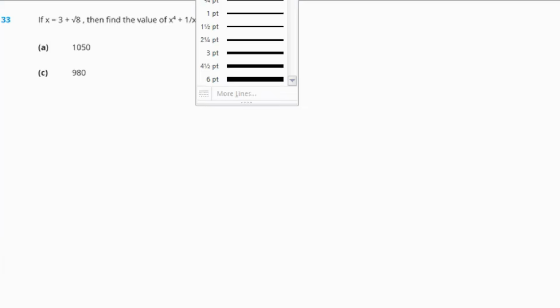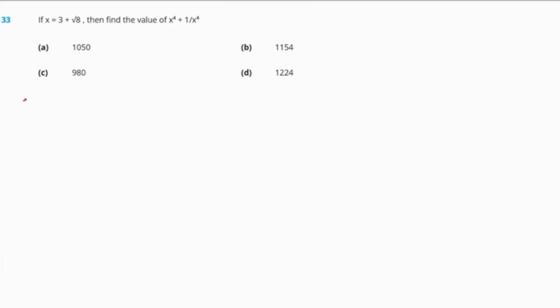Next one. Next one is, if x is equal to 3 plus root 8, and we are supposed to figure out the value of x raised to the power 4 plus 1 by x raised to the power 4. So first, we need to figure out the value of x raised to the power 4. And x raised to the power 4 is x square and the whole square. So for that, first we need to figure out the value of x square. So for this, we need to do (3 plus root 8) whole square. So we need to solve this first.